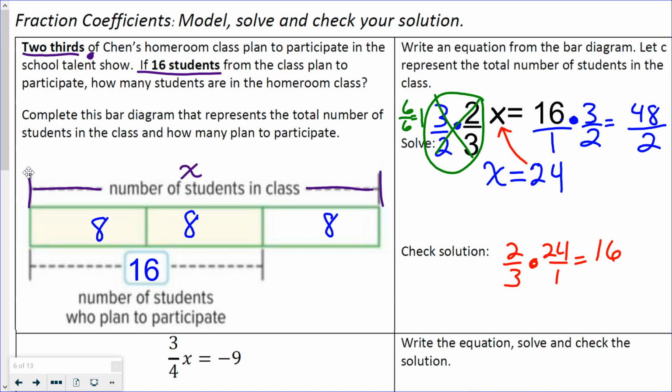Okay, so then I'm going to check it. I'm going to take my 2 times 24, which is 48, divide that by 3. Okay, 3 goes in 4 one time. 3 goes with 1 left over, and 3 goes into 18 6 times. My answer does work.